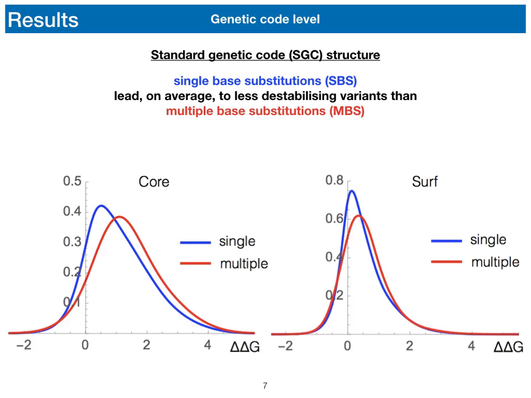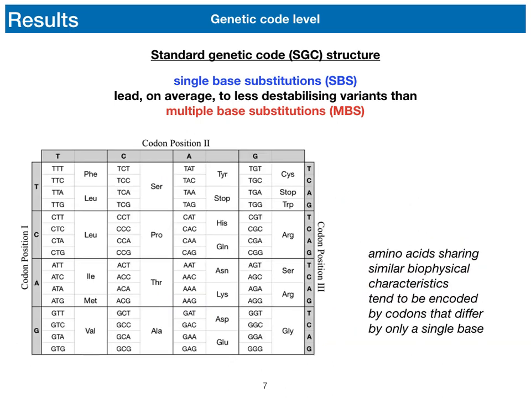So next we looked at the level of the standard genetic code, and we found that single base substitutions lead on average to less destabilizing variants than multiple base substitutions. This is a reflection of the known fact that amino acids sharing similar biophysical characteristics tend to be encoded by codons that differ by only a single base. This leads to the conclusion that the standard genetic code is at least partially optimized for mutational robustness.